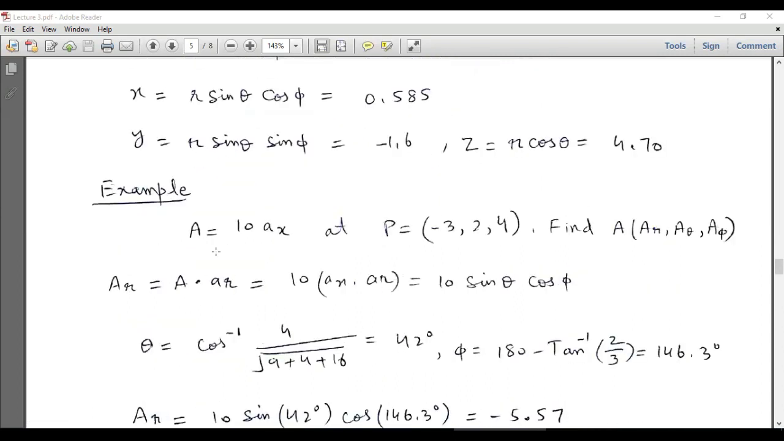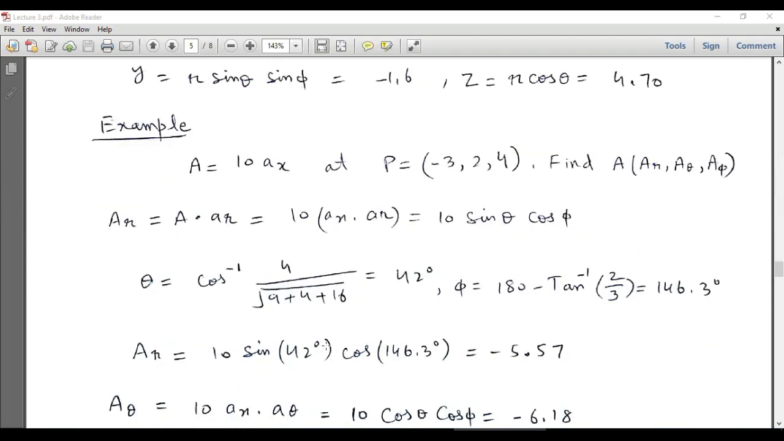Now in another example, we have to calculate the A vector field in spherical components and variables at this point. So we have to find out AR, A theta, and A phi. AR will be equal to A dot AR, and it will be equal to 10 AX dot AR, and it will be equal to 10 sine theta cos phi. And theta and phi will be calculated from this point. Theta is equal to sine inverse Z over R, and phi is equal to 180 minus tangent inverse y over x. So by putting these values, we can calculate AR.